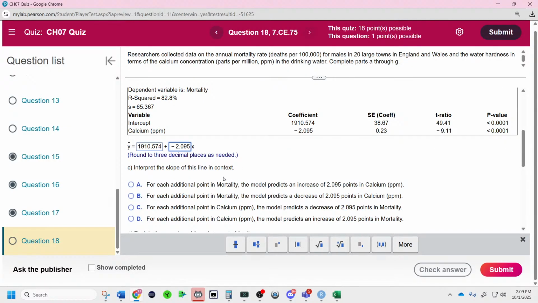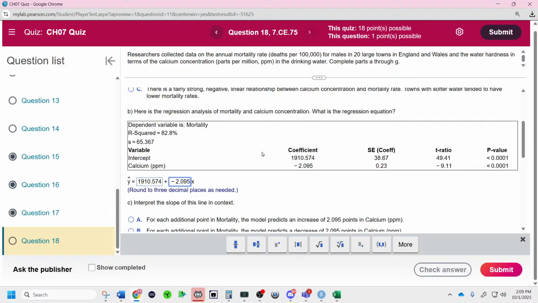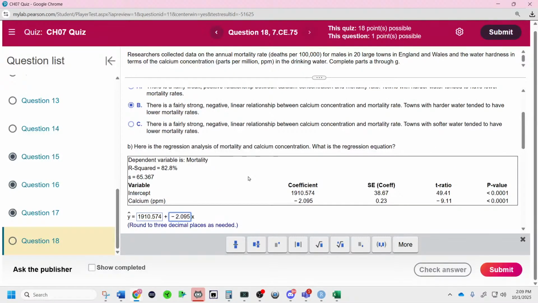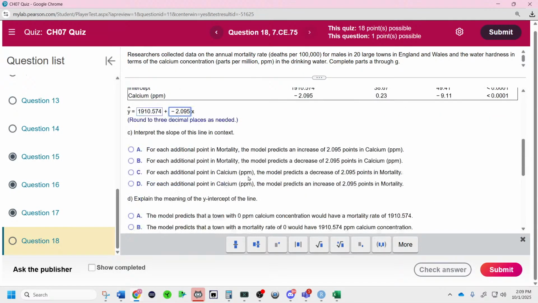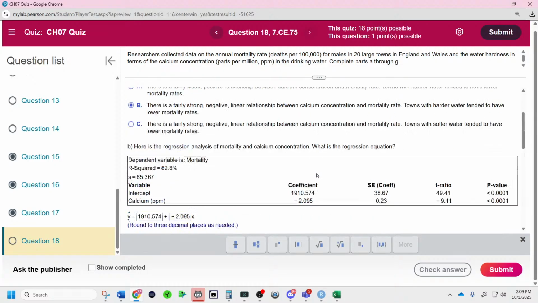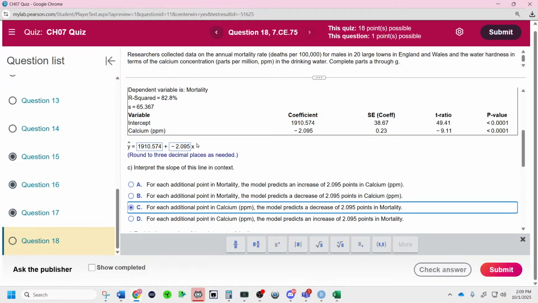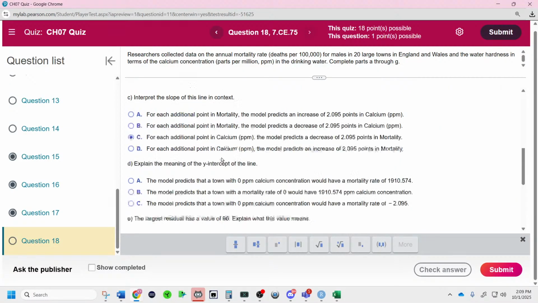Interpret the slope in context. Well, we are predicting the mortality rate. So for each additional calcium, we expect mortality to decrease by 2.095 thousand people, on average. So for each additional point in calcium, we predict a decrease in mortality. Remember, we're talking about as calcium increases, we expect mortality to decrease. And the coefficient of the slope is for each unit increase in calcium.